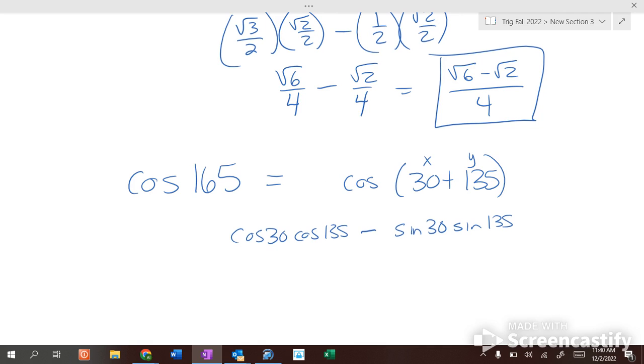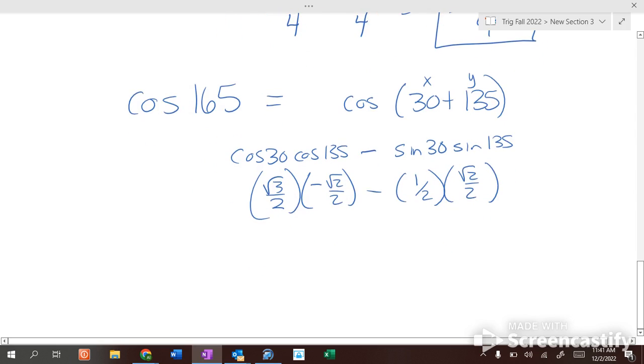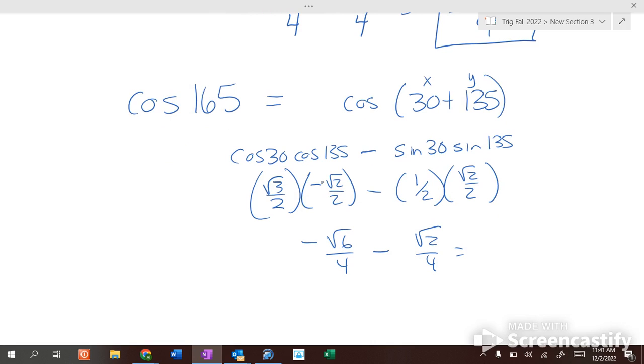So what's the cosine of 30? Square root of 3 over 2. What's the cosine of 135? Negative square root of 2 over 2. Minus. What's the sine of 30? 1 half. What's the sine of 135? Square root of 2 over 2. So we get negative the square root of 6 over 4 minus the square root of 2 over 4. So it's negative square root of 6 minus the square root of 2 all over 4.